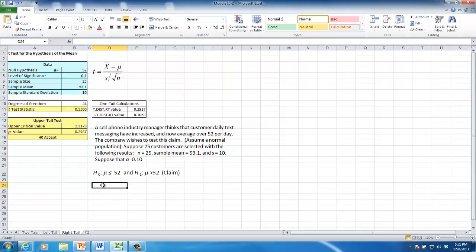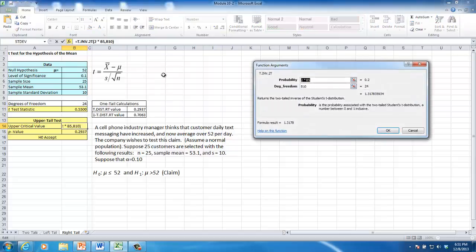So once we set up our hypothesis, the next step is to find out the critical value. The critical value here for the right tail, the function is T.INV.2T. Now 2 times B5, and degree of freedom B10. B10 doesn't change because it is n minus 1, 25 minus 1, but you can see here we need to multiply the probability by 2.